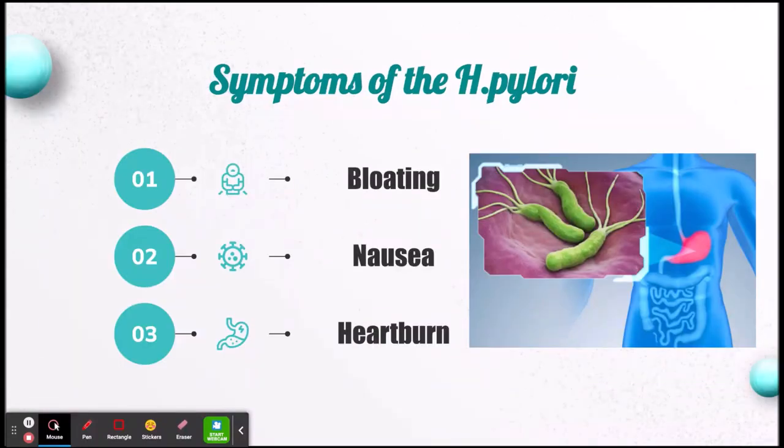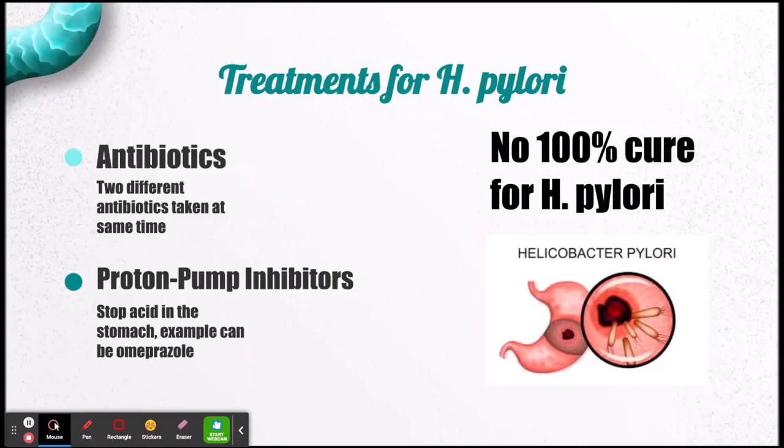Some symptoms of H. pylori include bloating, nausea, and heartburn. There are two different treatments for H. pylori, such as antibiotics and proton pump inhibitors, which stop acid production within the stomach. However, there is no 100% cure for H. pylori.